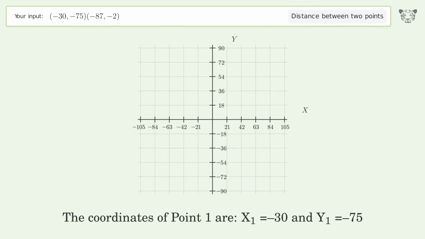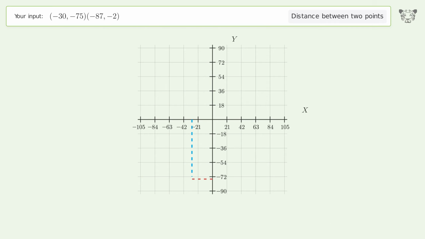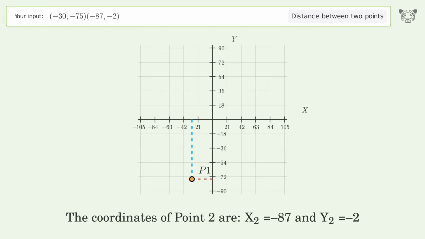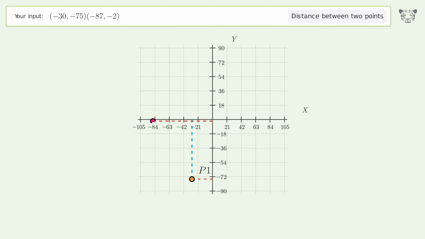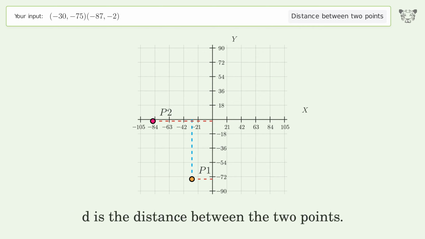The coordinates of point 1 are, x1 equals -30 and y1 equals -75. The coordinates of point 2 are, x2 equals -87 and y2 equals -2. D is the distance between the 2 points.